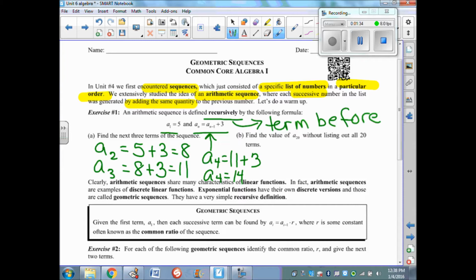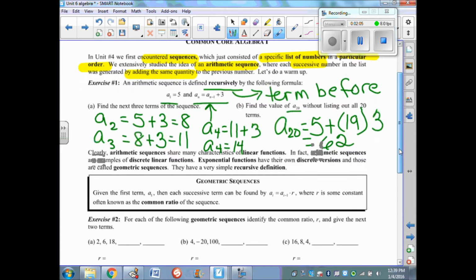Now it says find the value of a sub 20 without listing out all 20 terms. If you sit and think about that, a sub 20 is, we've got our 5 that we started with, our initial term, and we're adding how many more 3's? We're adding 19 more 3's. So if we do that calculation, we end up with 62. That would be the explicit definition.